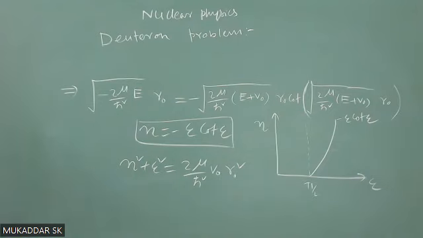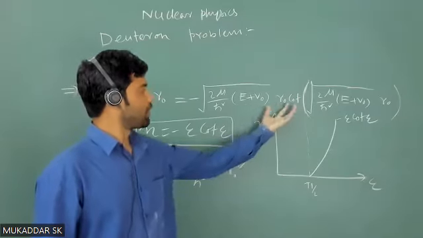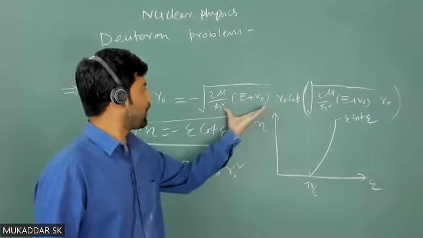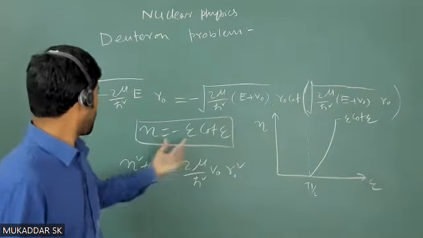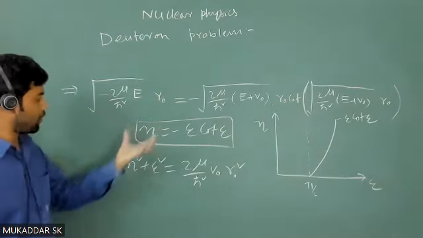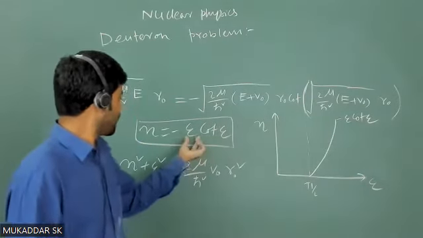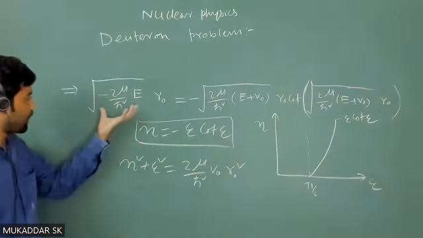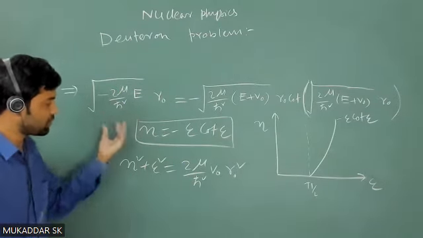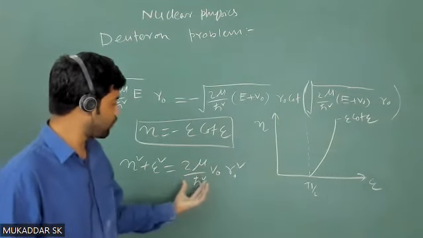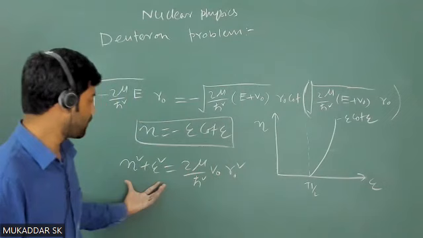You can do this, right? This is your eta, right? K with r naught, that is actually epsilon, and gamma with r naught, that is your eta. So eta square plus epsilon square, just substitute these values, and you will get twice mu by h cross square v naught r naught square. So this is the equation of a circle.